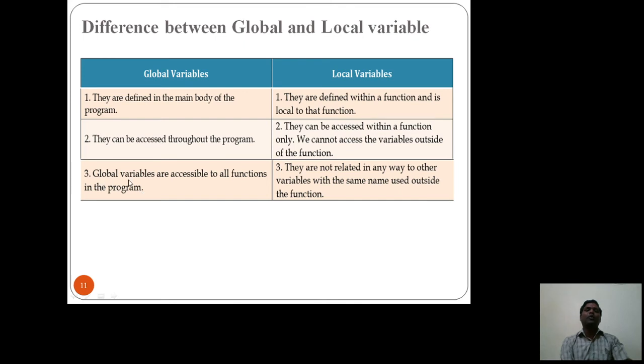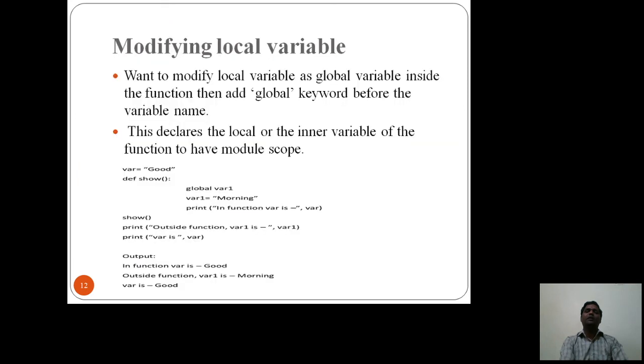Next, global variables are accessible to all functions in the program. You can access these global variables in all the functions in the program. A local variable is not related in any way to other variables with the same name used outside the function. So you can't access this local variable outside the function; it is accessible only within that particular function. These are the three differences between local variable and global variable. I will see the next slide.